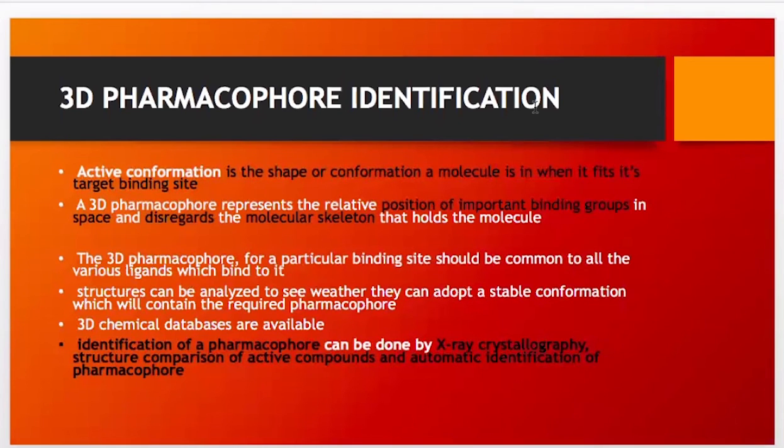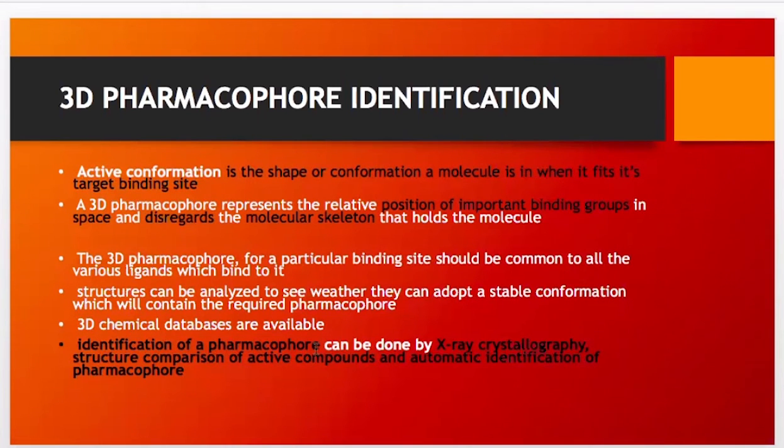Okay, I'll explain later in more detail for you to understand. So as you are trying to identify the pharmacophore of these different structures, you are able to utilize X-ray crystallography, structure comparison of active compounds, and the automatic identification of pharmacophore. So these are the different methods that are utilized.